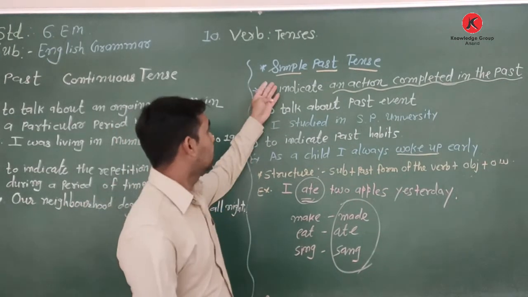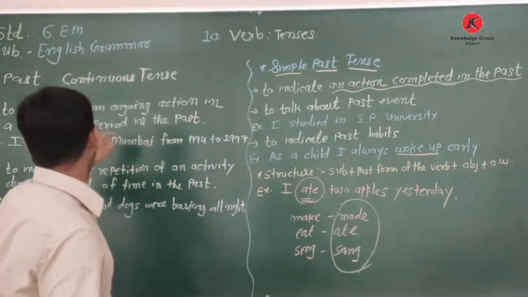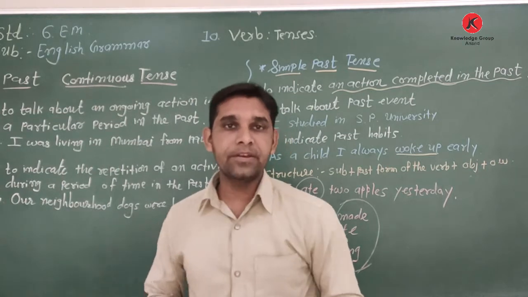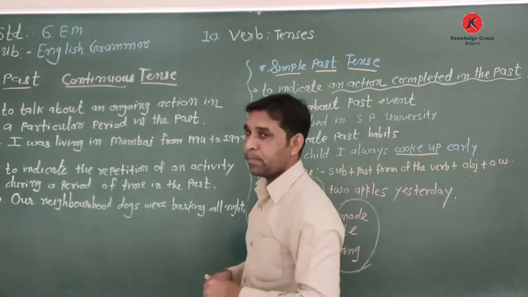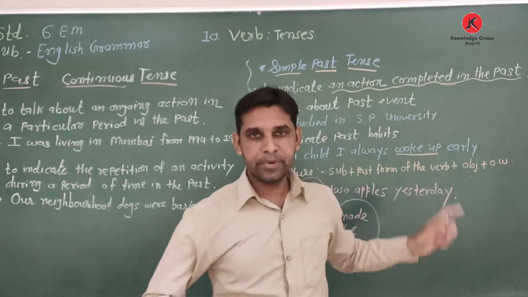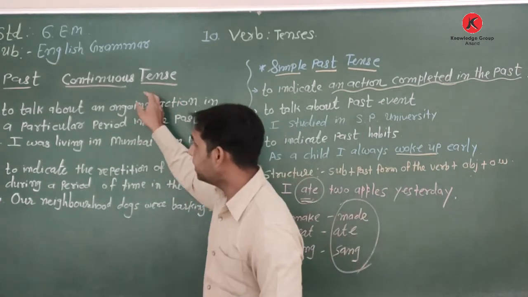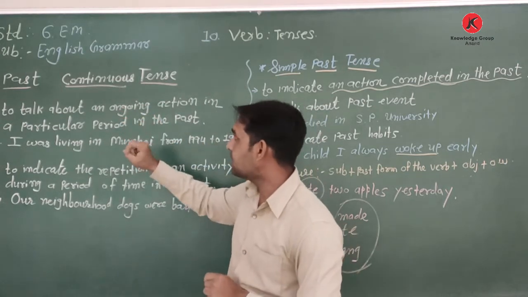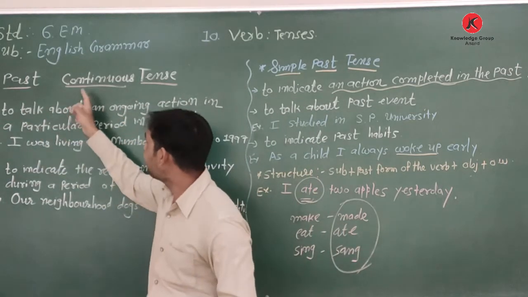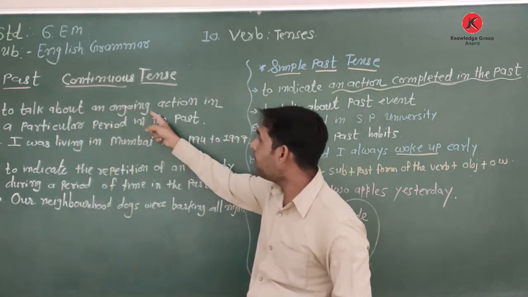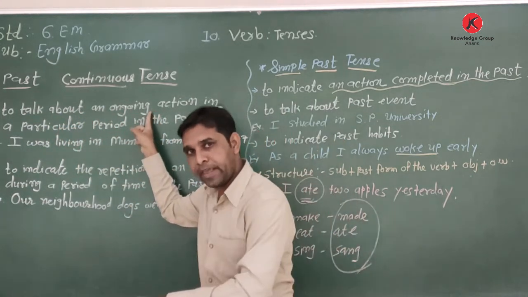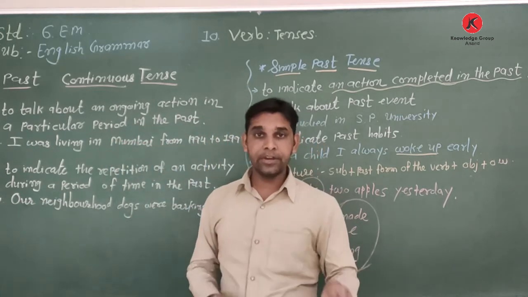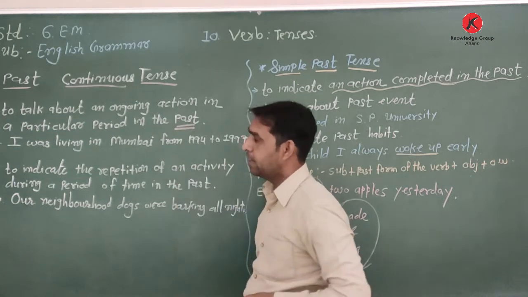So friends, we have completed the simple past tense. Now we talk about the past continuous tense. Which tense? Past continuous tense. In simple past tense, the action was completed in the past, but in this tense, past continuous, it is related to the past. In this tense, what happens? The past continuous tense is used to talk about an ongoing action. Which ongoing action? An action in a particular period in the past.